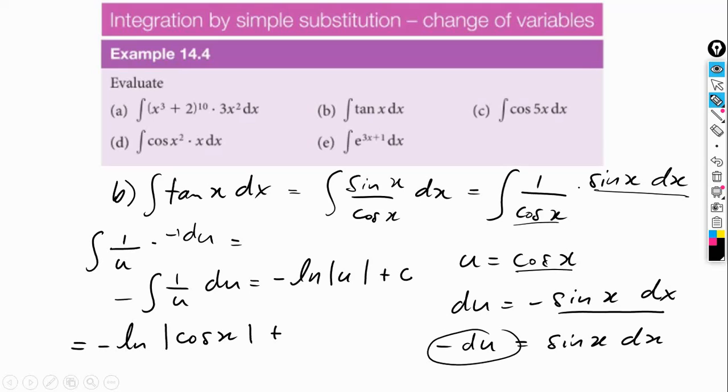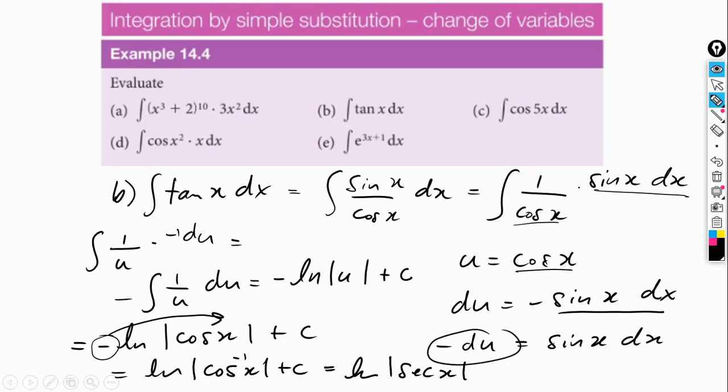And you can leave it like that if you want, but we can get rid of this negative sign because this is a natural logarithm. We can send this as an exponent. So we could rewrite this as the natural logarithm of cosine of x to the minus 1 plus c. But this is the same as 1 over cosine, right? Cosine to the minus 1 is 1 over cosine, and that's just secant. So we can rewrite this finally as the natural logarithm of secant of x plus c.